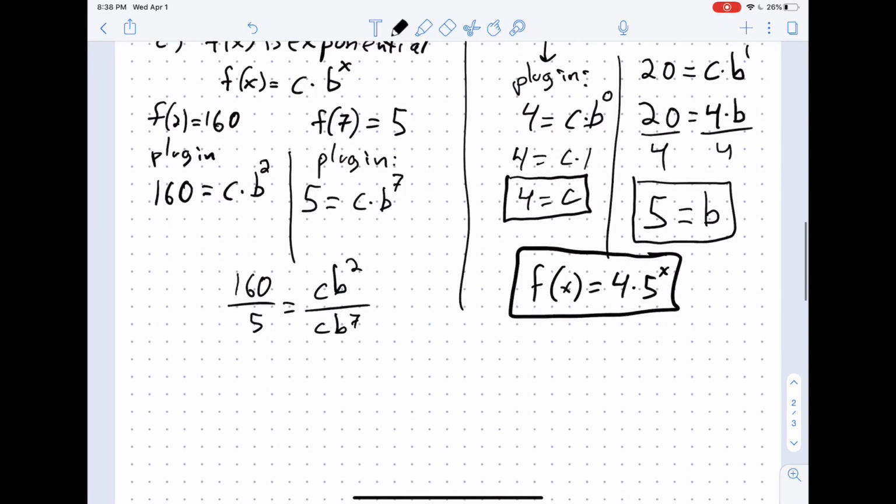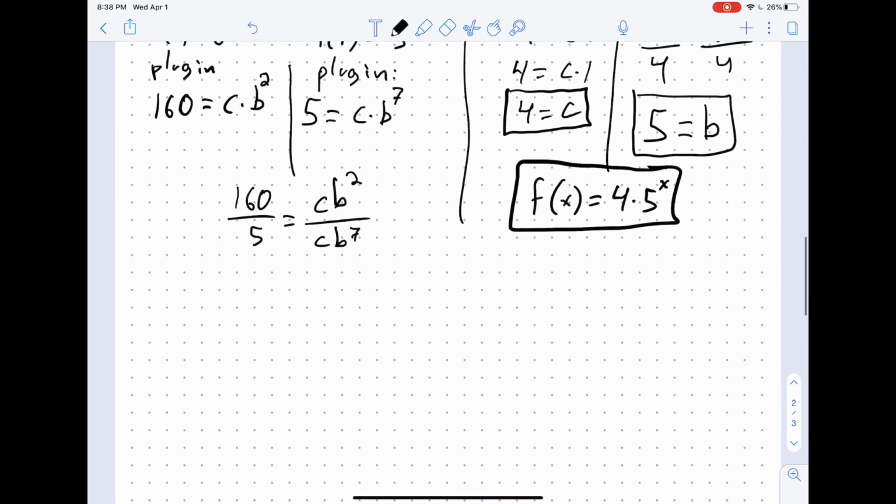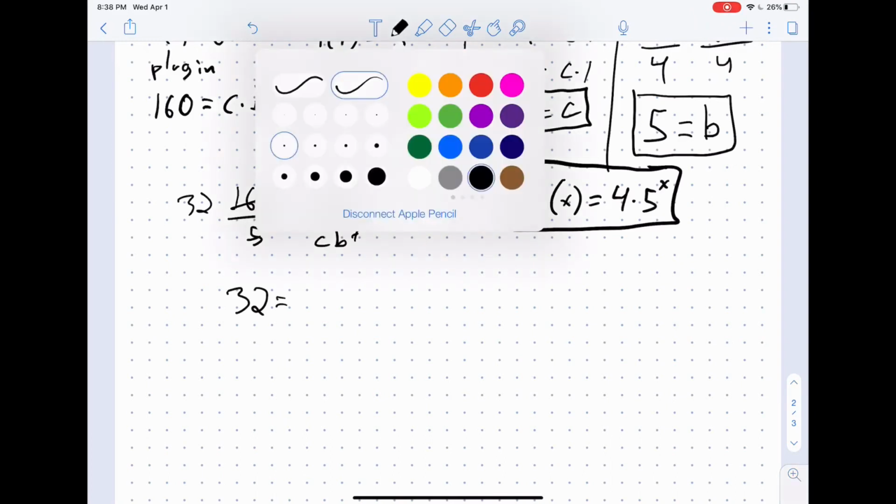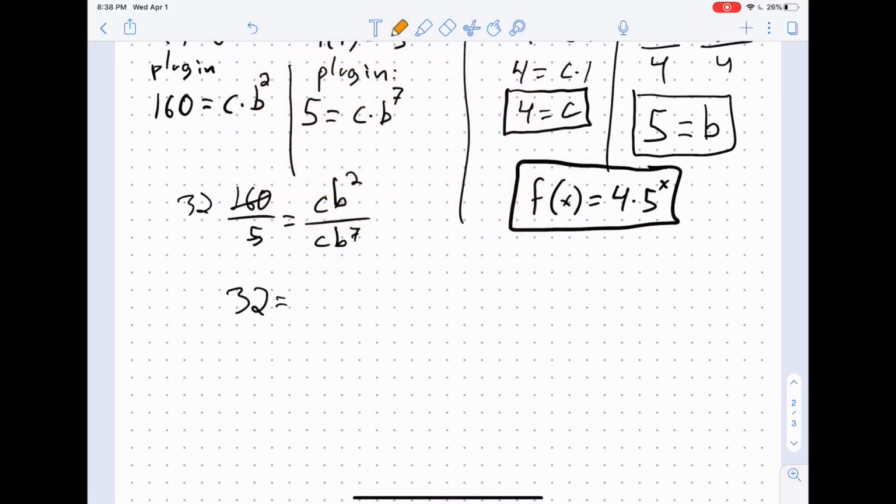Let's give ourselves a little bit more room here. 160 divided by 5, that is arithmetic. Go ahead and do it on a calculator. I believe the answer is 32. So on the left we have 32. And on the right, we have some things that we can cancel. We're going to cancel a c out of the top and bottom. That's nice because there are no more c's in this equation anymore.